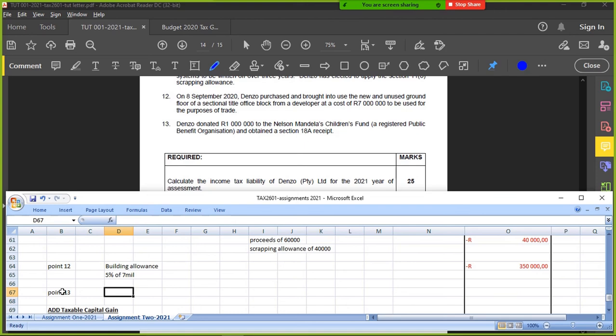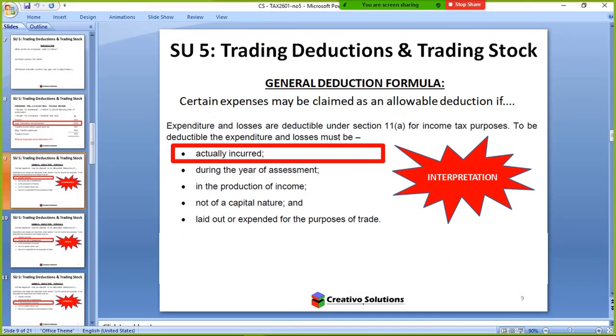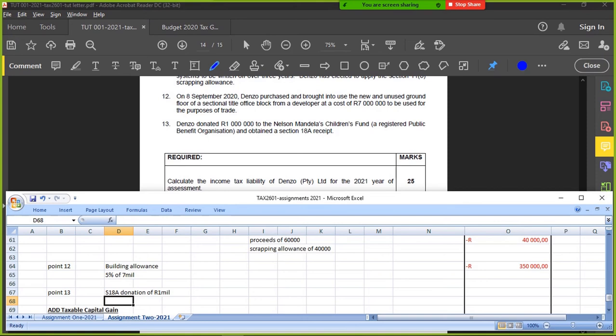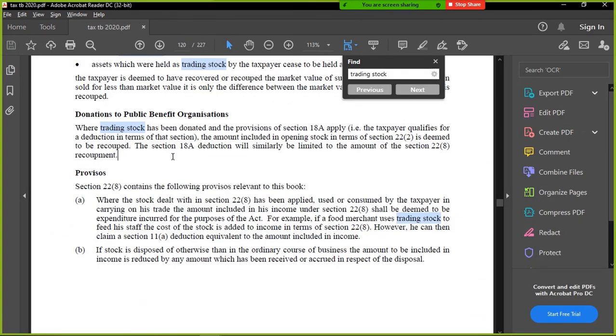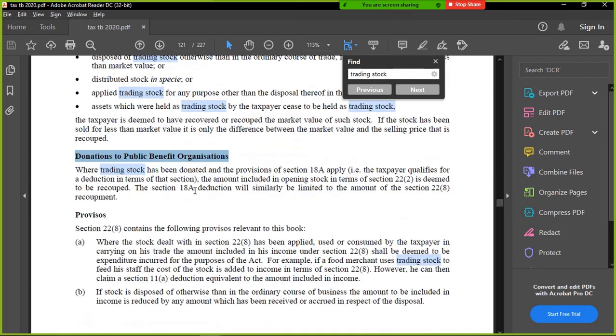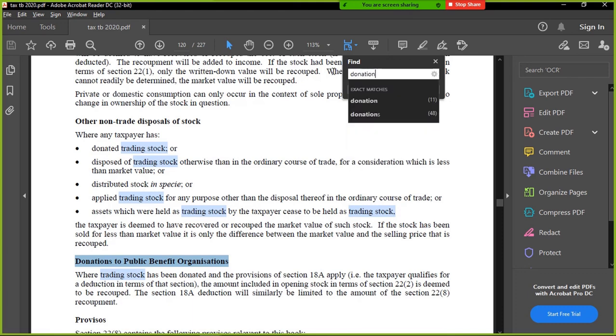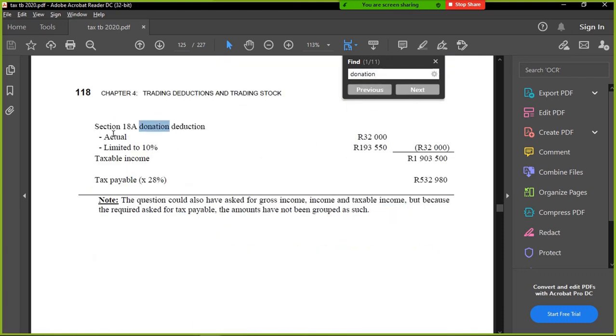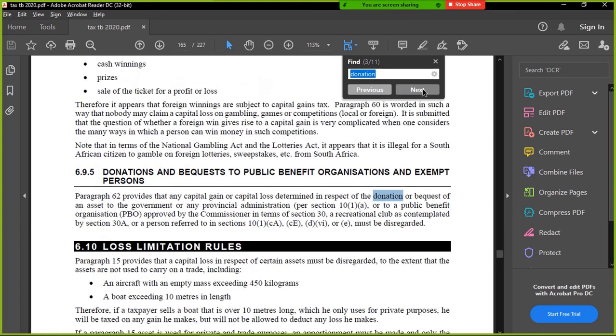And then the last bit, here's another donation. Okay, but this donation is 1 million. And it is, okay, section 18A donation of 1 million. All right, here we need to check this. I think there is a limit. It's 10%, if I'm not mistaken. Donations to public benefit organizations. Okay, not trading stock. We're looking for actual donations, not trading stock donations. There. Section 18A donation is limited to 10%. Okay, I thought so. Let's just find it in the textbook.